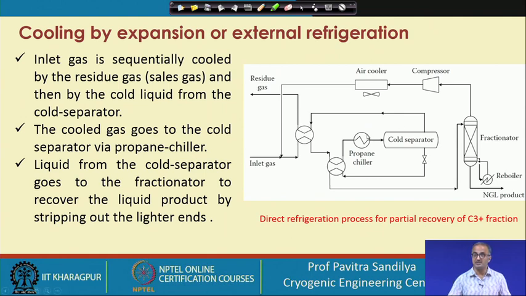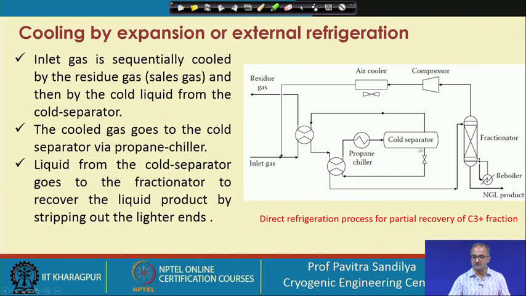So this is a propane chiller, a propane refrigeration cycle, and from there we are making it cold enough so that we will be getting a liquid and a vapor phase. Now this vapor is taken back from here and it is going to cool the inlet gas, and the liquid is also coming here and it is also cooling the inlet gas. After that the cooled gas goes to the cold separator, and liquid from the cold separator goes to the fractionator to recover the liquid product by stripping out the lighter ends.